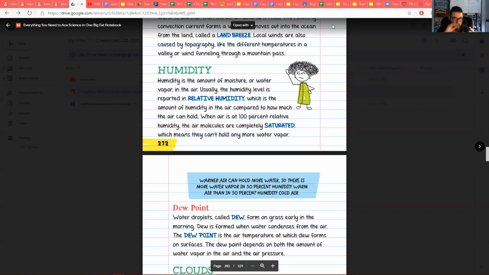So one thing that I haven't really talked too much about is humidity. I briefly mentioned humidity and relative humidity and stuff. And humidity, nobody really likes it. It's like the worst thing for weather. So it's the amount of moisture or water vapor in the air. And usually humidity level is reported in relative humidity. The newscasters being, yes, the humidity is at 70% today. Very humid outside. Okay, you don't really understand what that means.